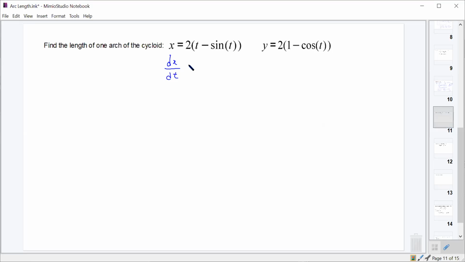So what's dx dt? If I distribute the 2 through it, when I take the derivative of 2t, and the derivative of negative 2 sine t, that'd be 2 minus 2 cosine t. What about the dy dt? Should just be 2 sine t. Everybody good with those?